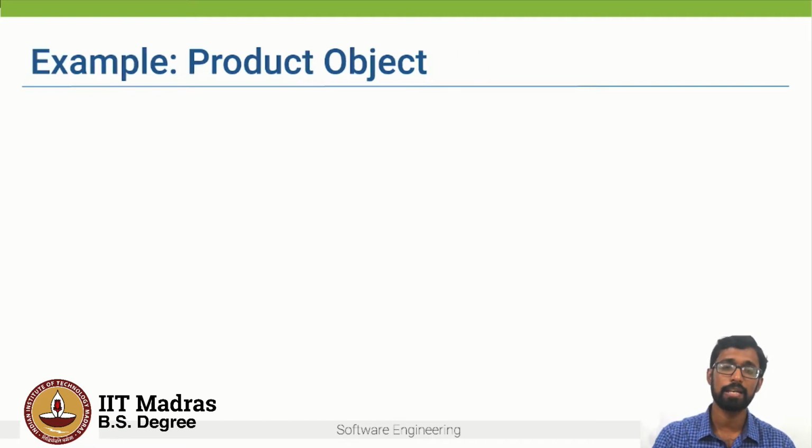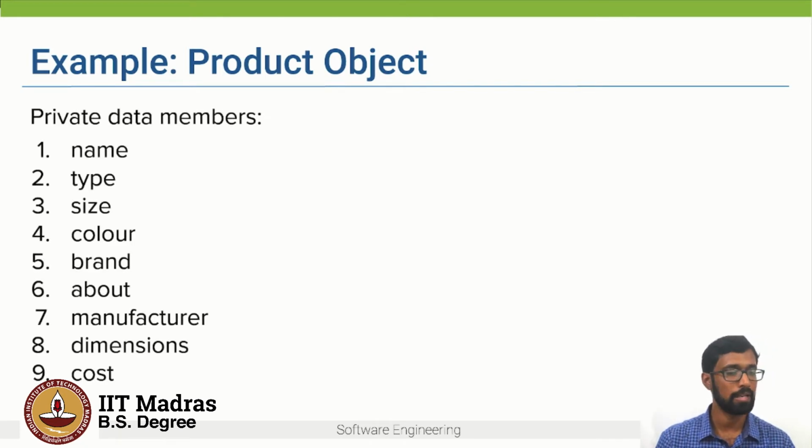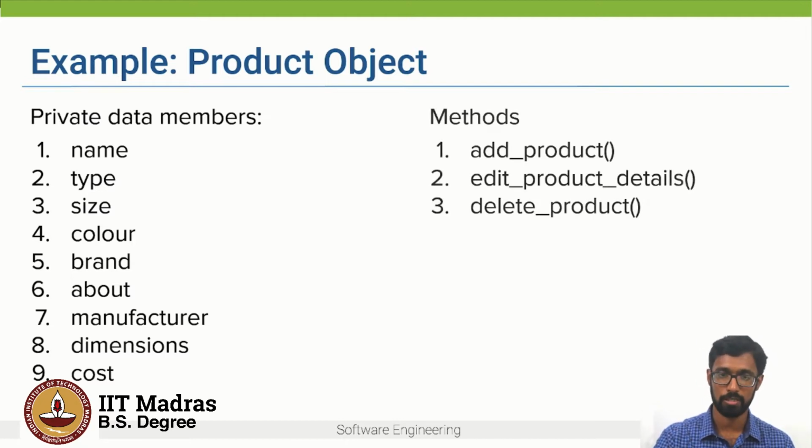So let's take an example of a product object. It will have private data members like name of the product, type of product, the size, the color, dimensions, cost, etc. And there are various operations which we can do on the product object. For example, we can add products, we can edit particular product details, we can delete a product, and so on.